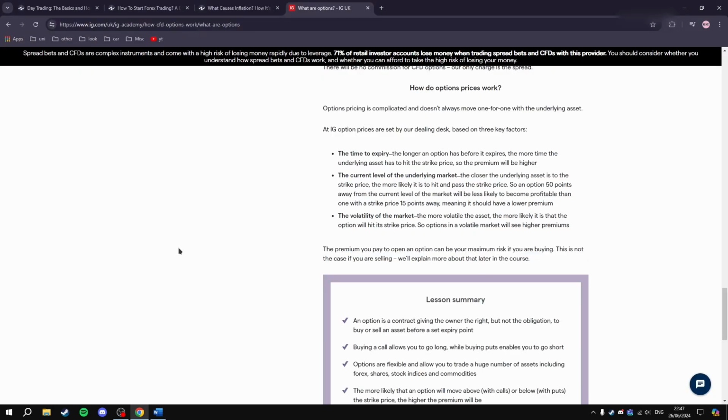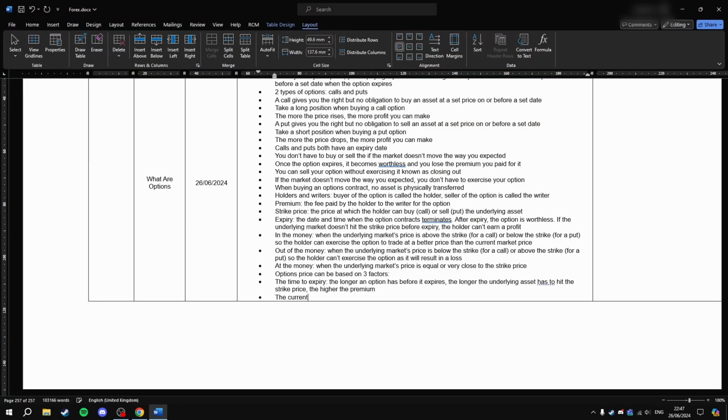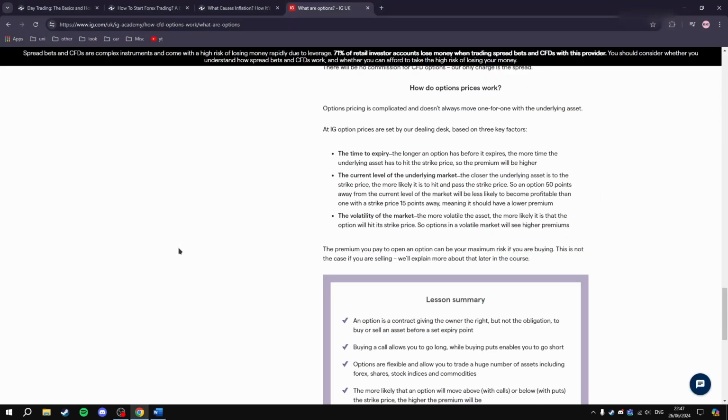The current level of the underlying market. The closer the underlying asset is to the strike price, the more likely it is to hit and pass the strike price. So an option 50 points away from the current level of the market will be less likely to become profitable than one with a strike price 15 points away, meaning it should have a lower premium.